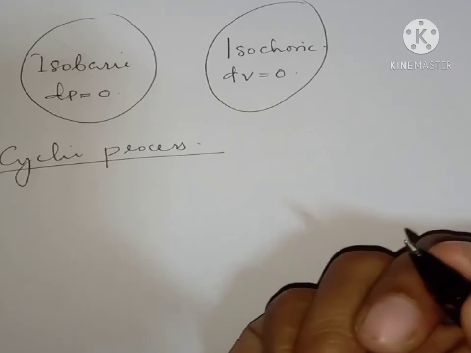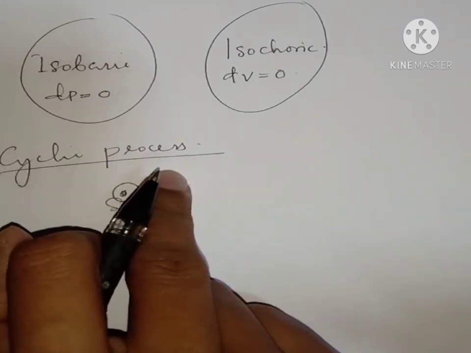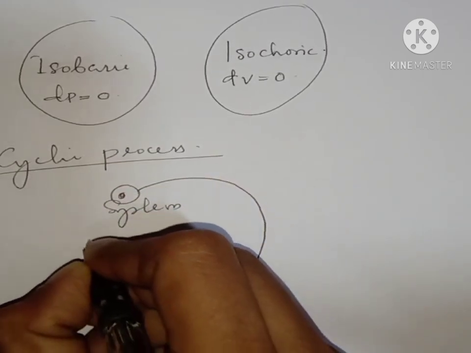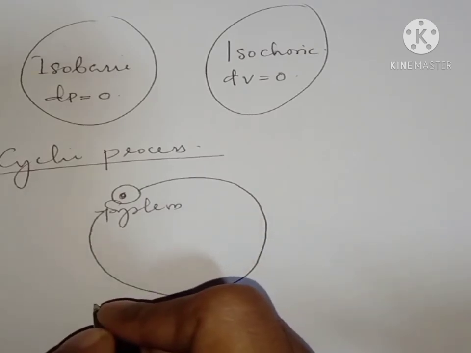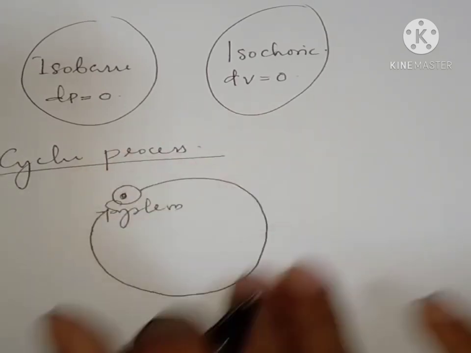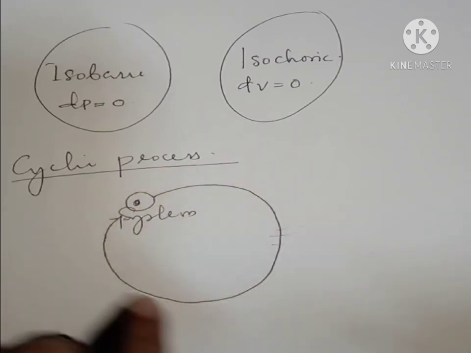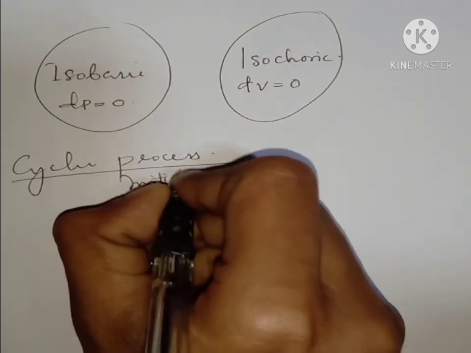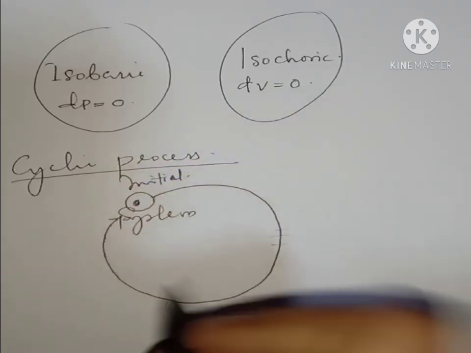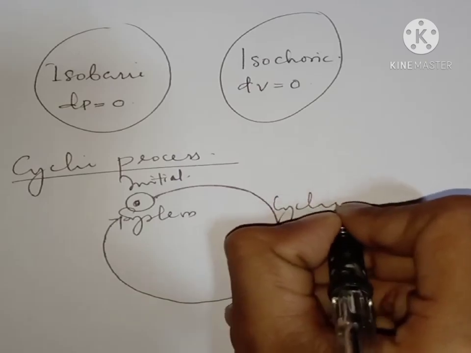Cyclic process means consider a system which, after a series of changes, comes back to the initial position. Then it is known as a cyclic process. That is, the system undergoes different changes and converts back to the initial state. Then it is a cyclic process. And this path is termed as cyclic path.